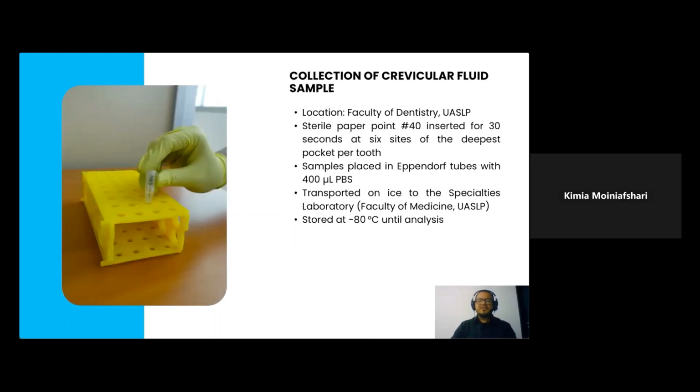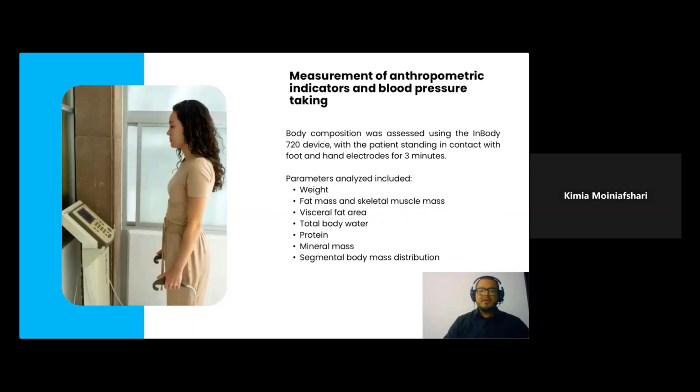For the collection of gingival crevicular fluid, sterile paper points were inserted into the deepest periodontal pockets for 30 seconds. Samples were then placed into an Eppendorf tube containing PBS, and transported on ice to the laboratory. They were stored at -80 degrees Celsius in the Faculty of Medicine's research facilities until biochemical analysis.